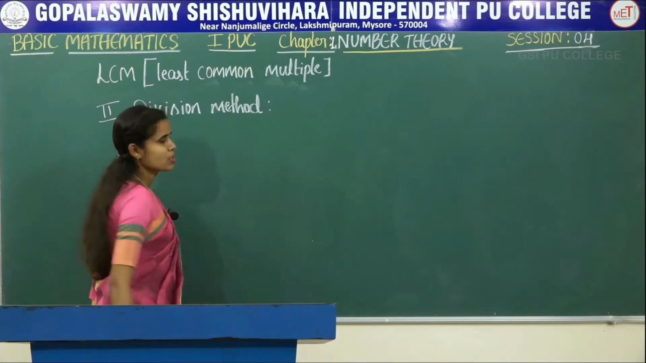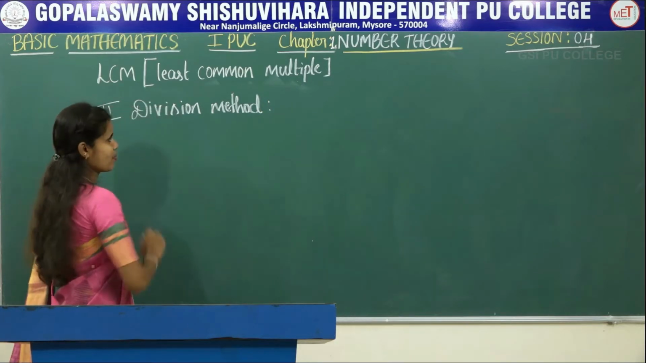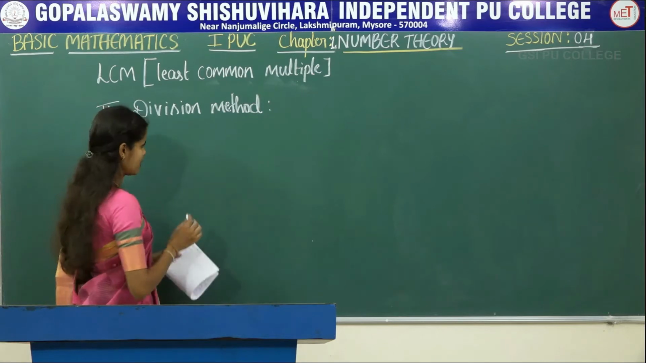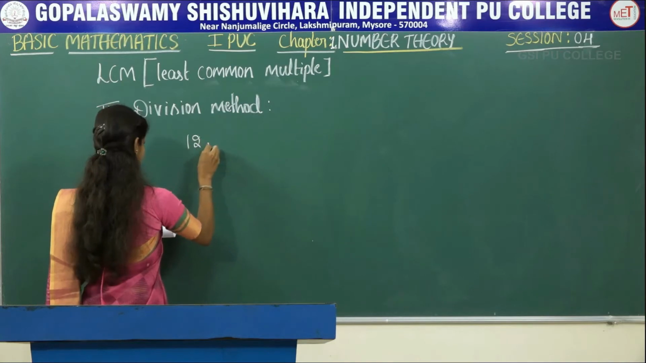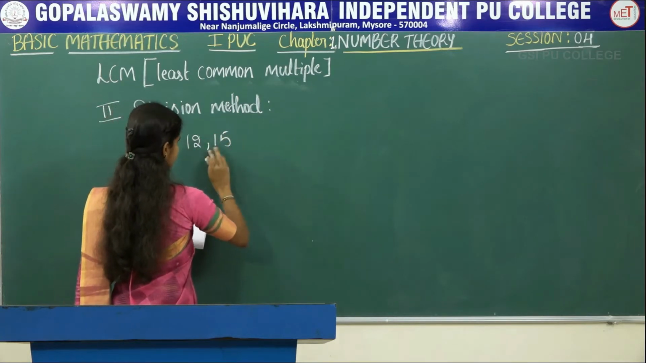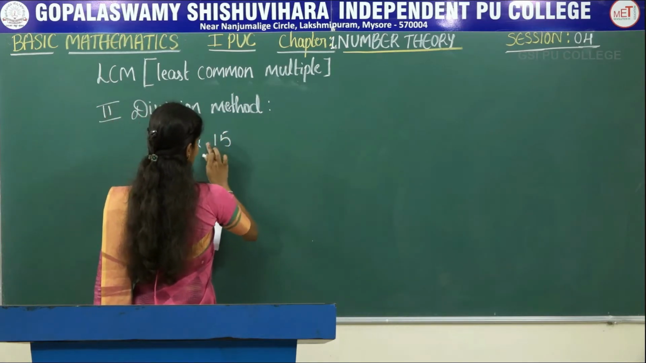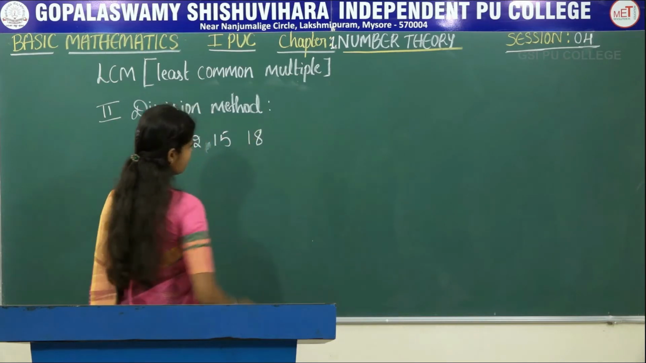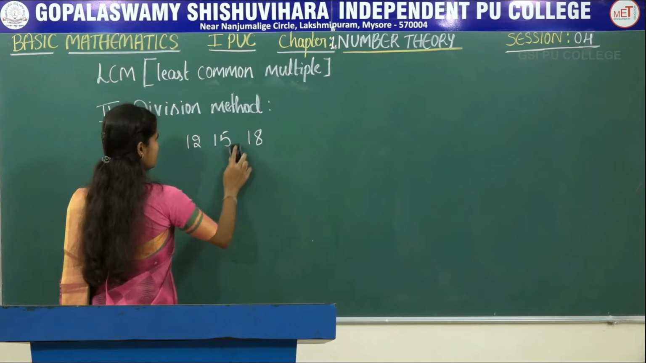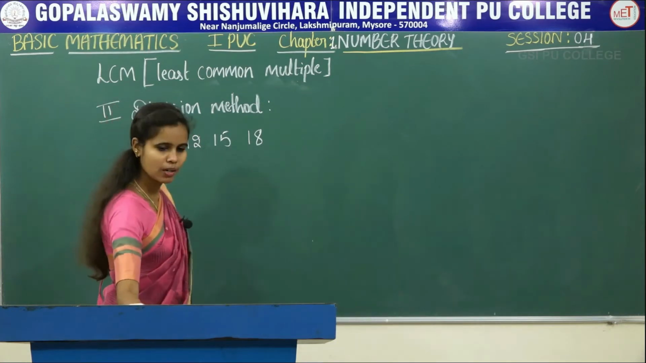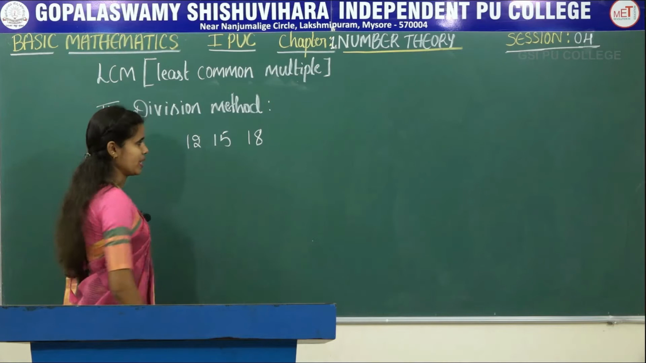Let us understand this method by considering an example: 12, 15 and 18. Here we want to find the LCM of 12, 15 and 18.